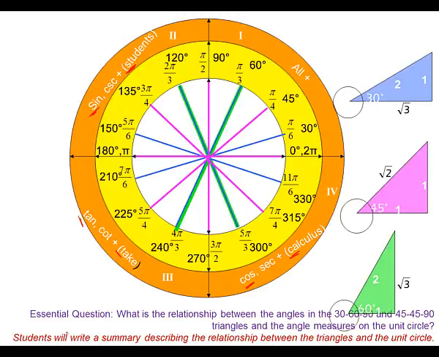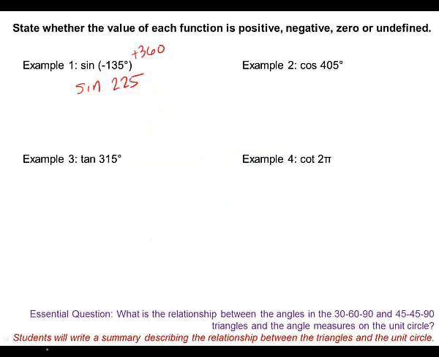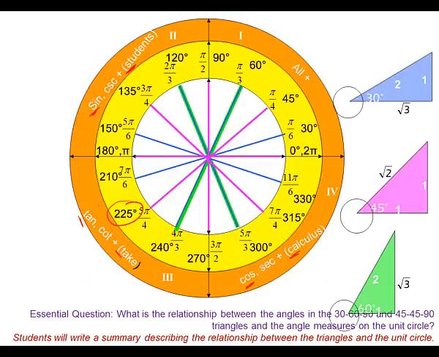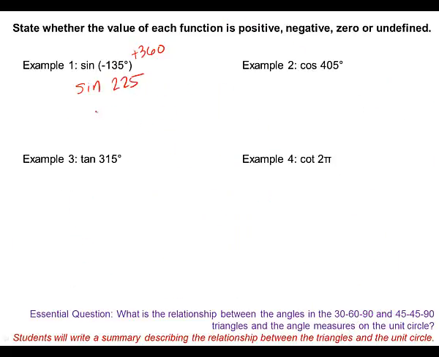Find 225. Which quadrant is 225 in? Third. In the third quadrant, we were looking at sine. Is sine positive or negative? Negative. That's all I need to write down, is that it's negative. Done. You could write the word negative, I suppose, instead of the symbol.